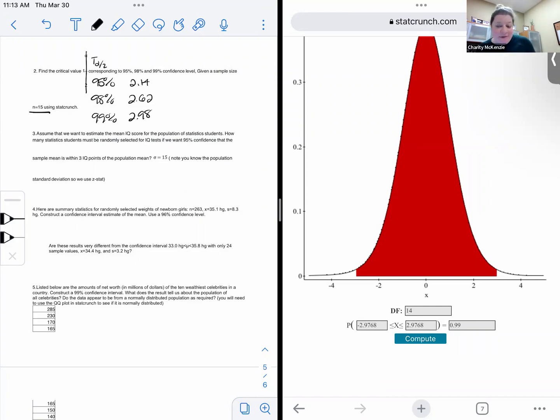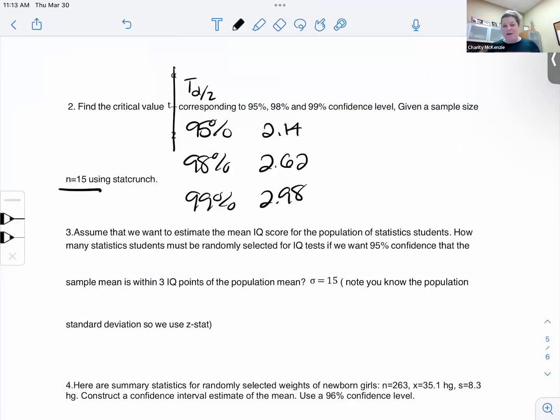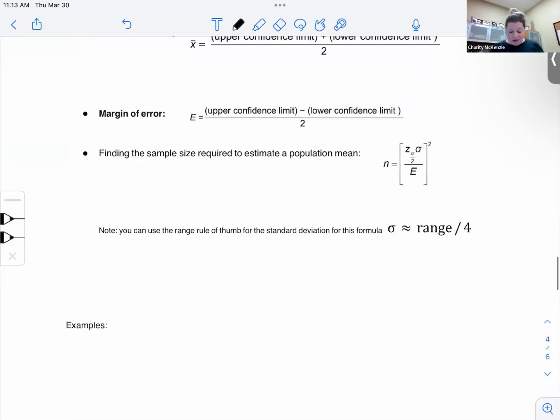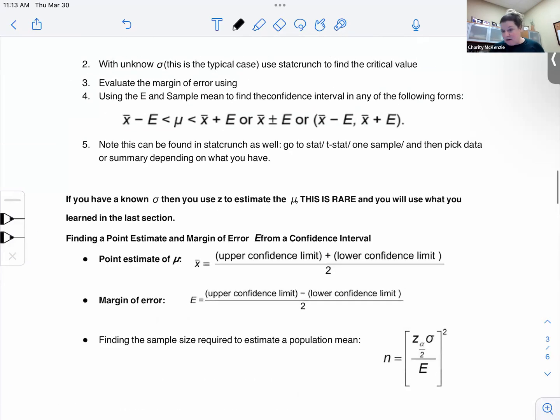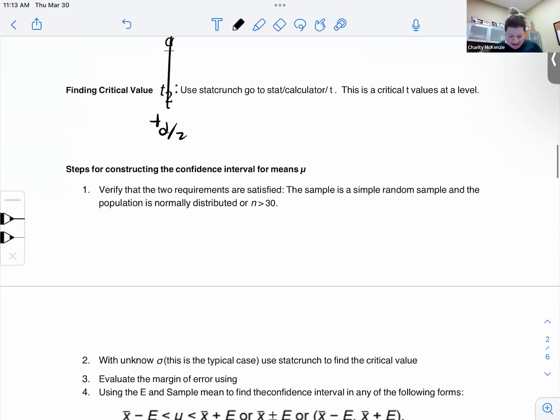These numbers aren't like our Z's. We can't just write them down and use them. Unfortunately, we have to go to the T calculator every single time for your specific question. So that makes the formula a little harder than the formula we used for 7.1. We call those our critical values, our T value.